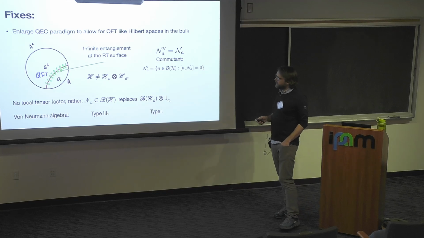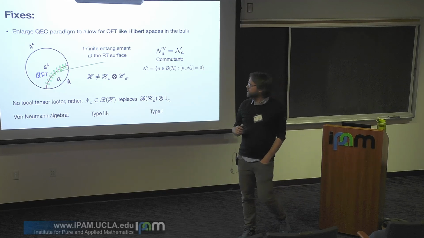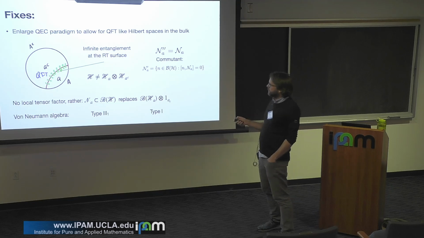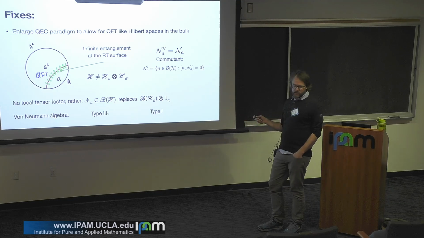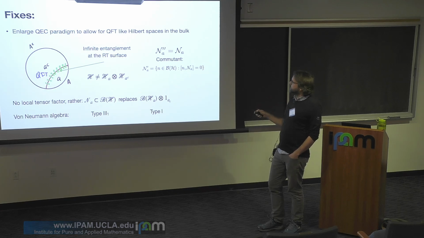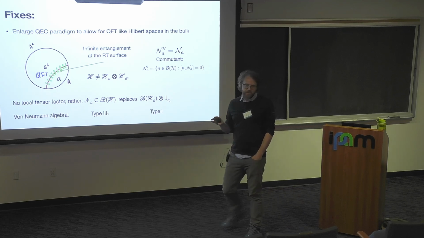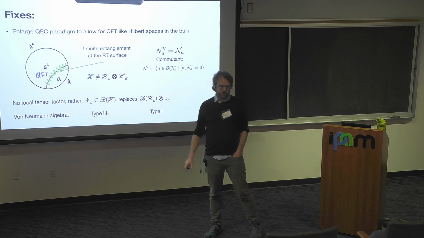So I'm going to try to fix some of these issues. And the way that I'm going to do this is I'm going to enlarge this quantum error correcting paradigm to allow for quantum field theory Hilbert spaces in the bulk. So in the code subspace, I want this to be a Hilbert space that looks more like a quantum field theory Hilbert space. So what I mean by that is it's going to be an infinite dimensional Hilbert space.